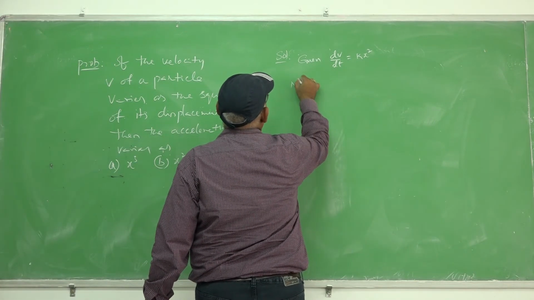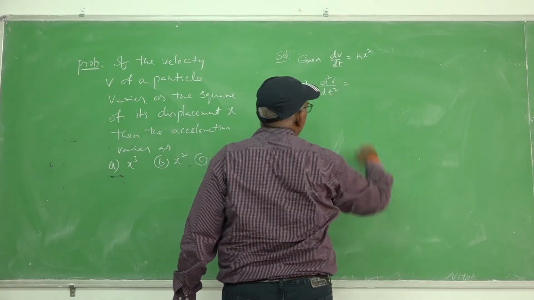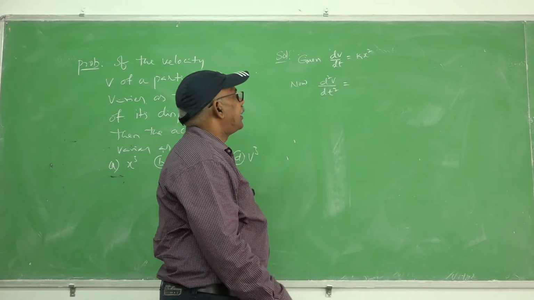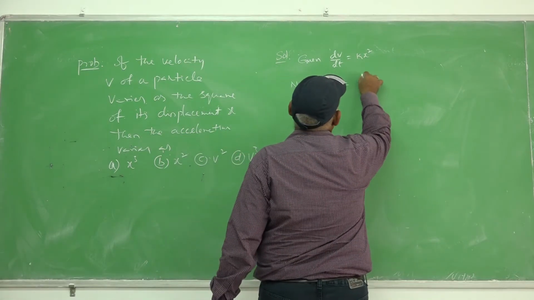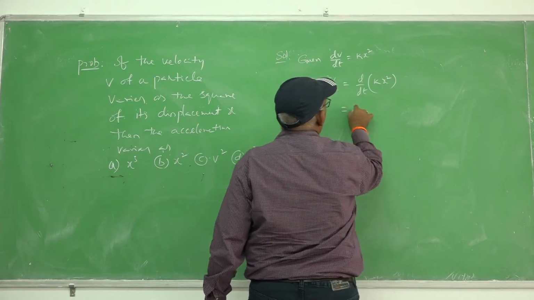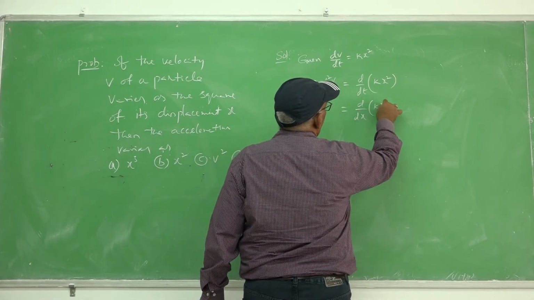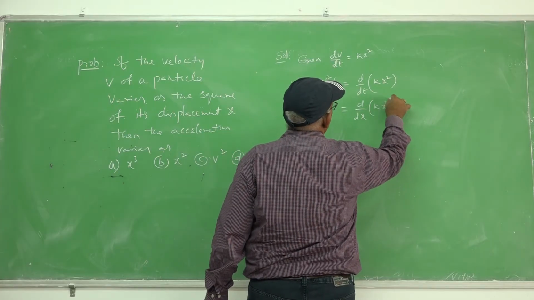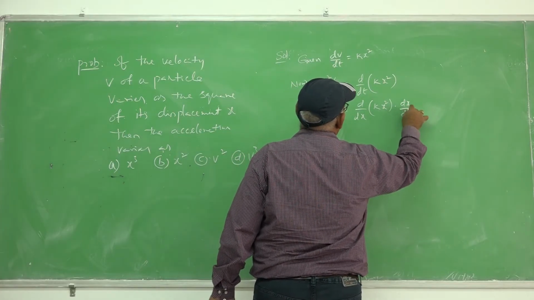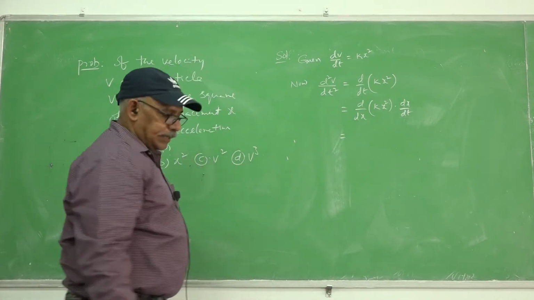Now d square v by dt square, that I will consider. d square v by dt square is d by dt of k x square, which is d by dx of k x square into dx by dt.